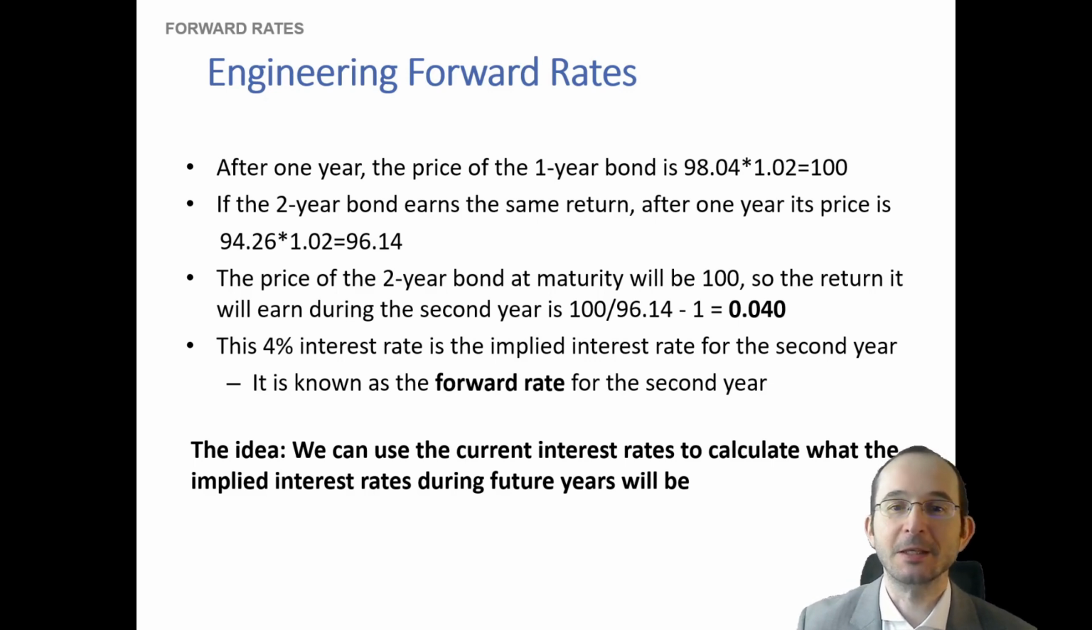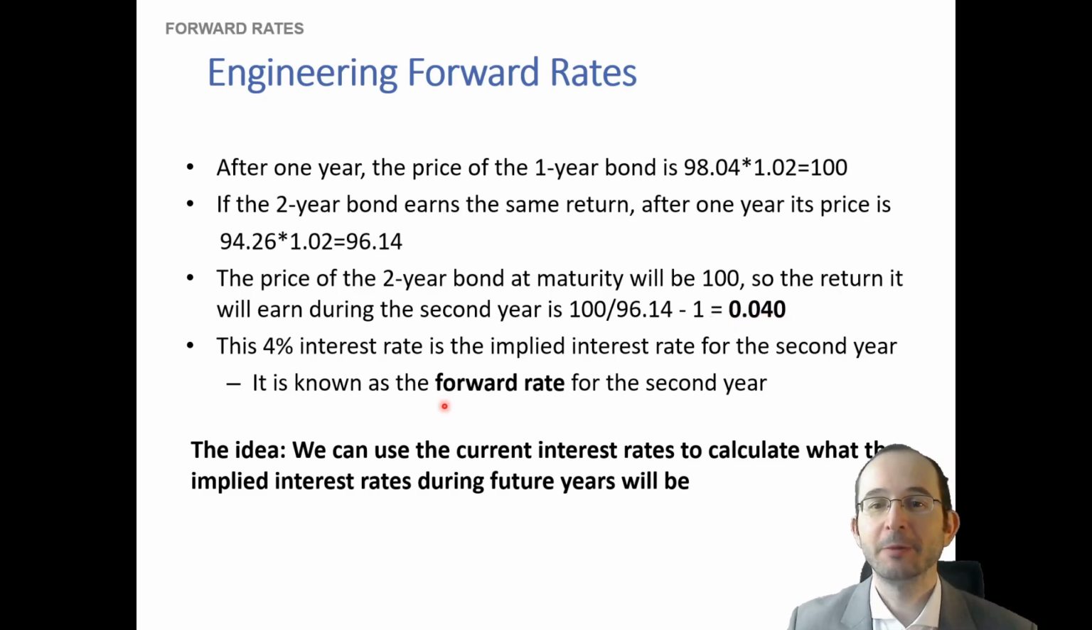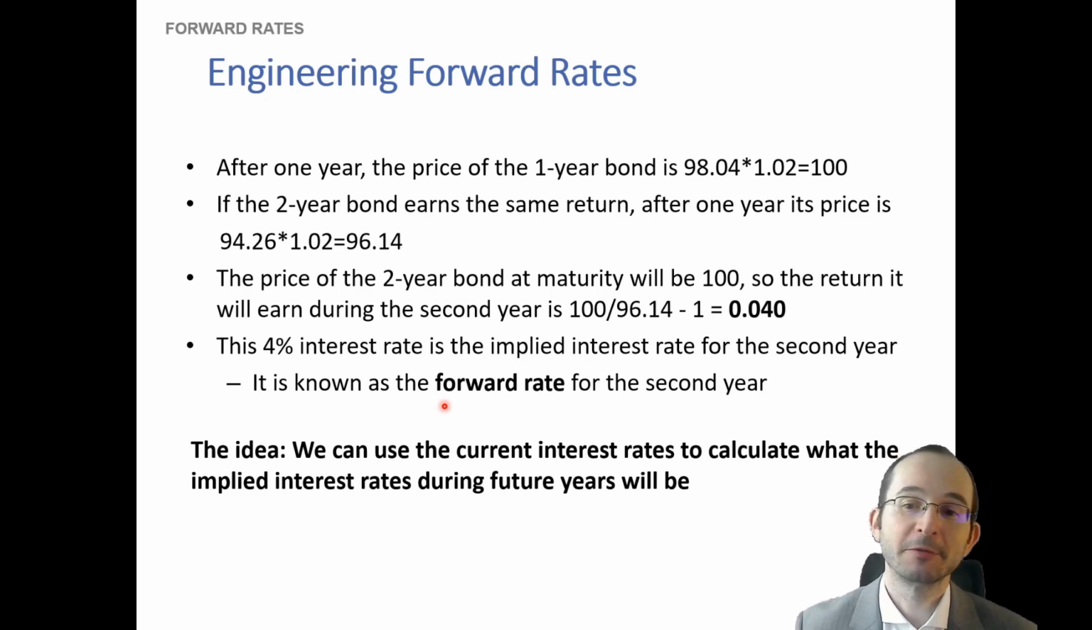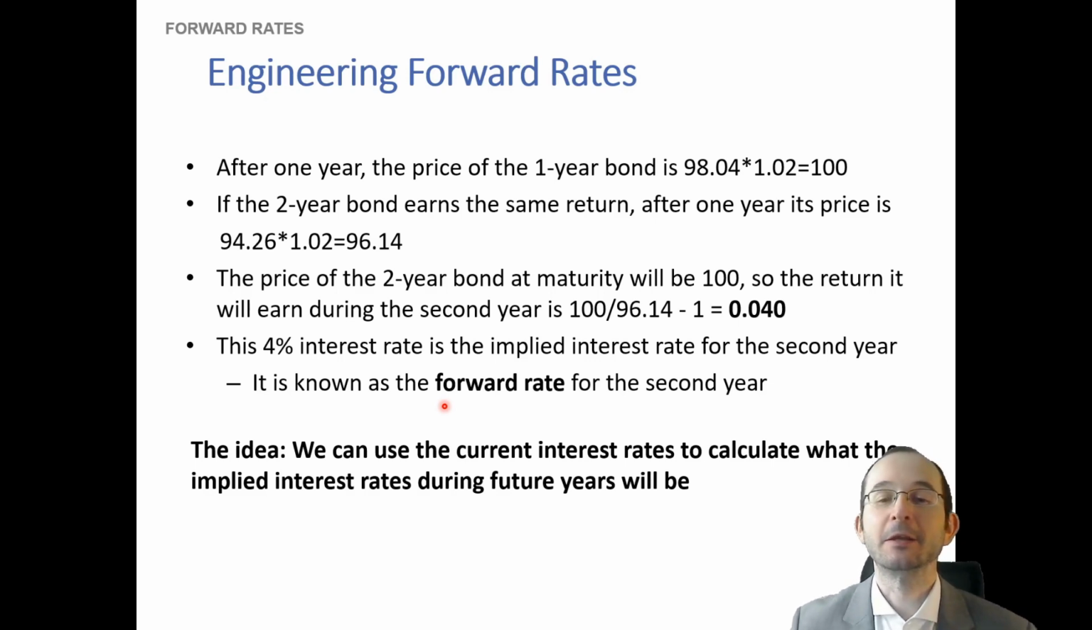Because for that second year, the bond's value at the beginning of the year is going to be 96.14. At the end of the second year, its value is going to be 100. Therefore, that means that its holding period return, as you can see, is going to be 4%. So this is what we mean by a forward rate, the rate that's sort of implied by the rate you can get currently to borrow for 1 year or lend for 1 year, and the rate that you can get for 2 years.